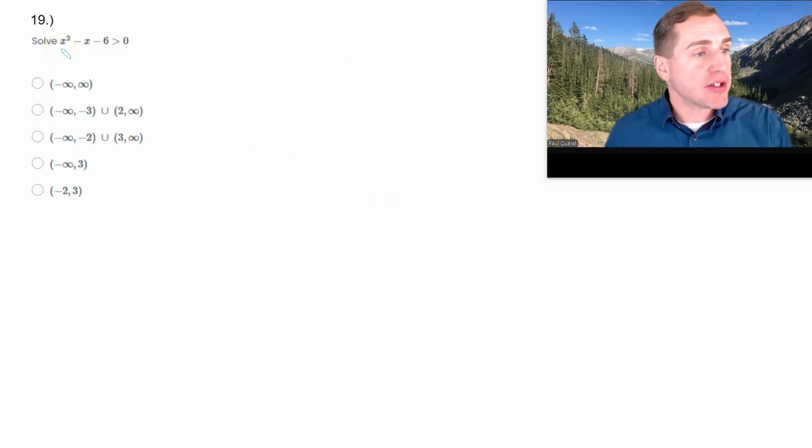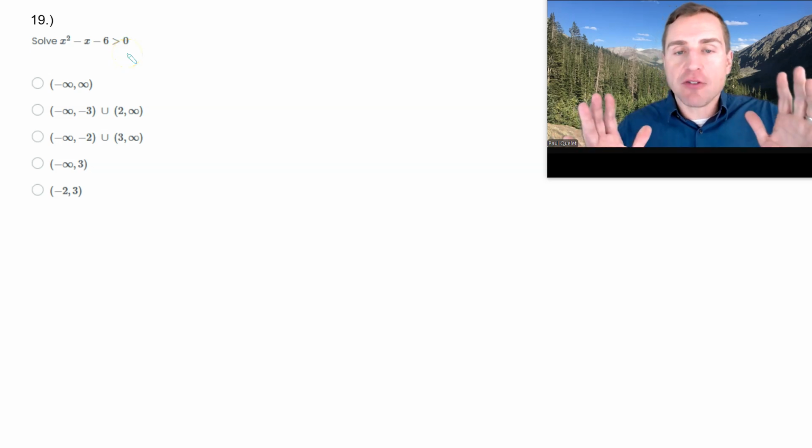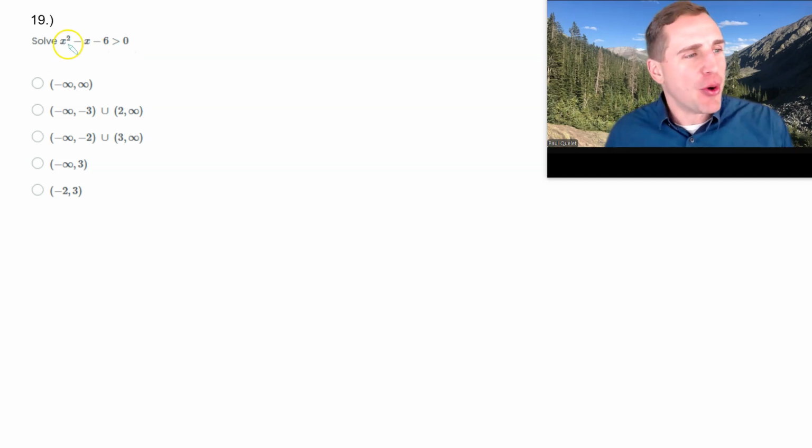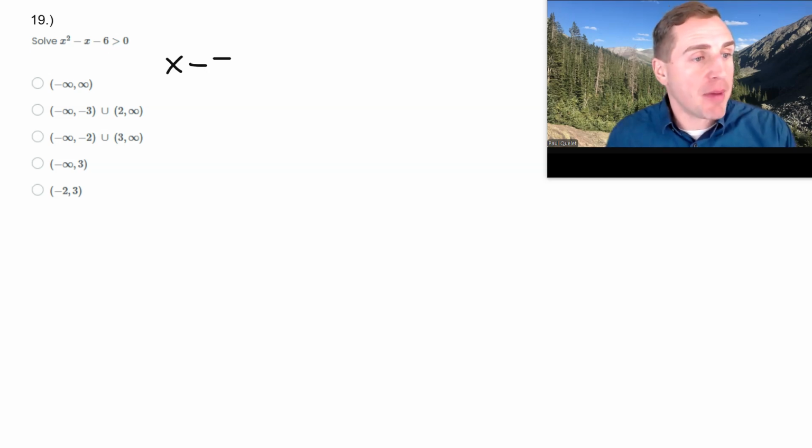Okay, so now we're asked to solve x squared minus x minus 6 greater than 0. This is actually very similar to a problem we did before when we had an inequality where we wanted to find out where a function was increasing. So we're just going to factor this. In other words, this is just like saying, where is the parabola above the x-axis? So if we factor this, what are two factors of negative 6 that add up to negative 1? Well, it's going to be negative 3 and positive 2. So that's x minus 3, x plus 2 greater than 0.